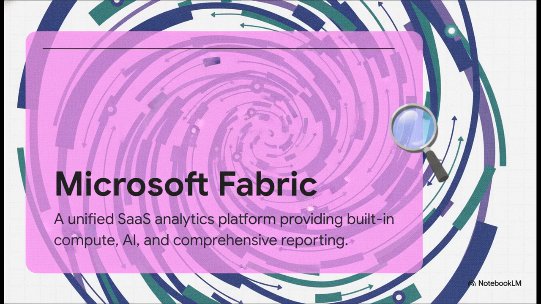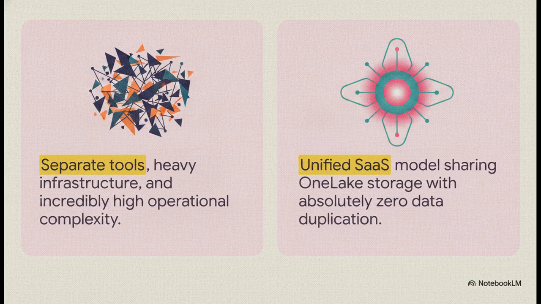Microsoft Fabric, on the other hand, is a specific, all-in-one product. It's a unified software-as-a-service analytics platform that gives you the compute, the artificial intelligence, and the reporting tools all built right in. And this brilliantly illustrates the stark contrast between traditional architectures and this modern approach.